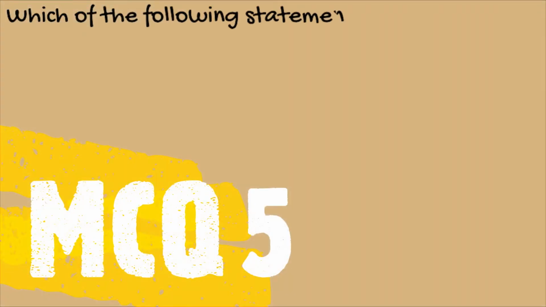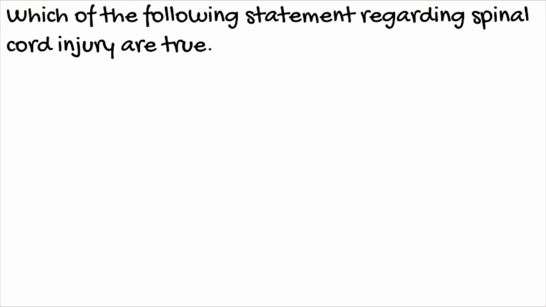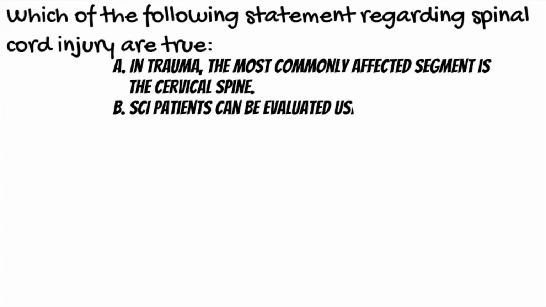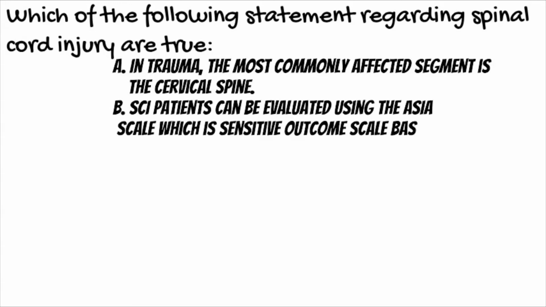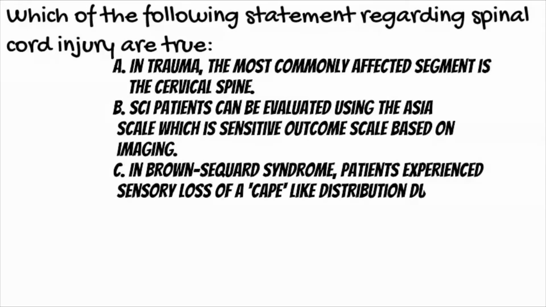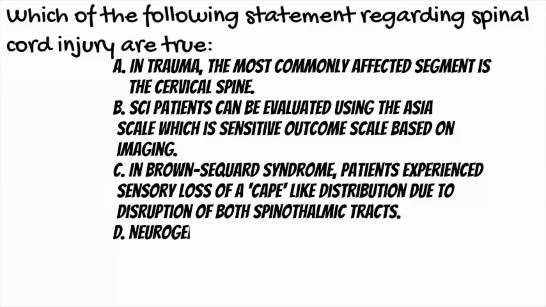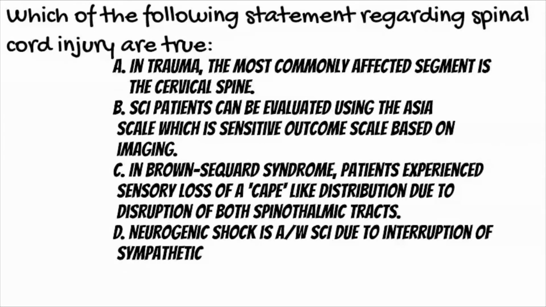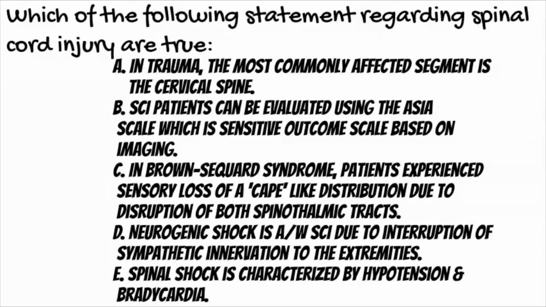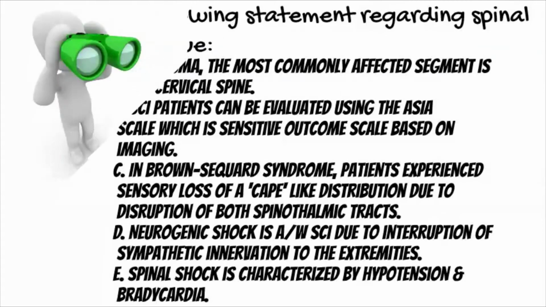Which of the following statements regarding spinal cord injury are true? A. In trauma, the most commonly affected segment is the cervical spine. B. Spinal cord injury patients can be evaluated using the ASIA scale, which is a sensitive outcome scale based on imaging. C. In Brown-Sequard syndrome, patients experience sensory loss of acute light distribution due to disruption of both spinothalamic tracts. D. Neurogenic shock is associated with spinal cord injury due to interruption of the sympathetic innervation to the extremities. E. Spinal shock is characterized by hypotension and bradycardia.